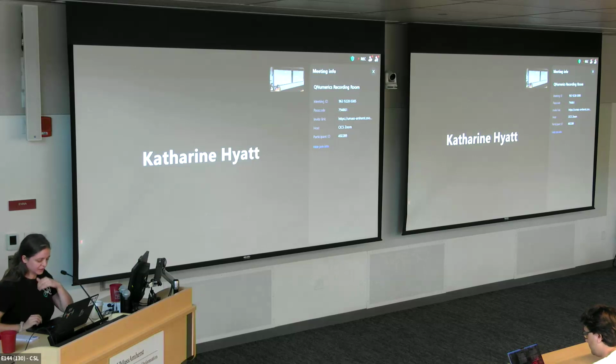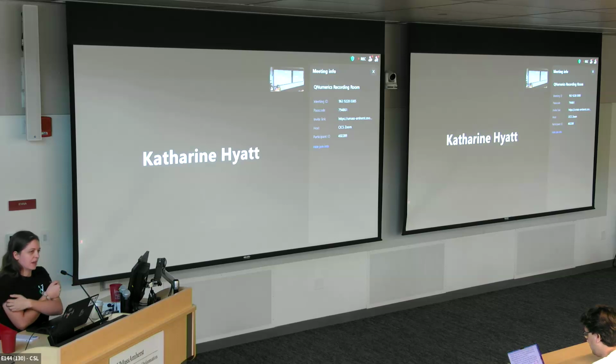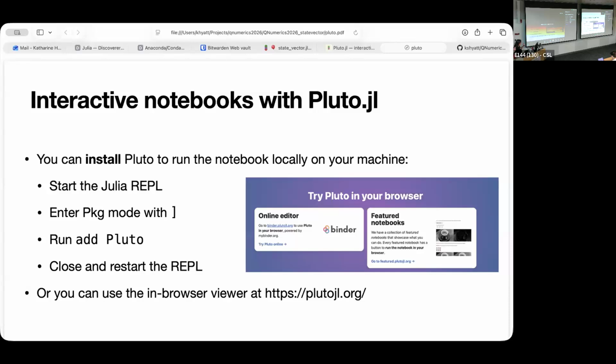So today we're going to be going through some basics of implementing a state vector simulator in Julia. It's kind of a continuation of what Ray was talking about yesterday. So sort of going from zero to hero, from really basic stuff to stuff that's a little bit more advanced. So I'm going to share quickly.